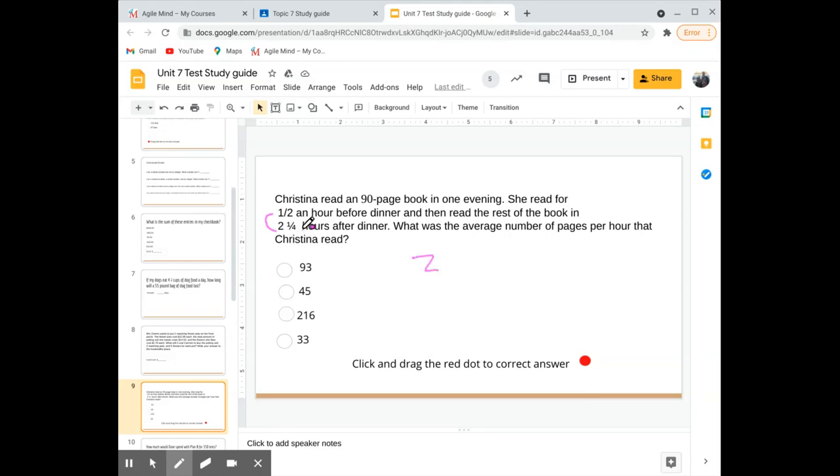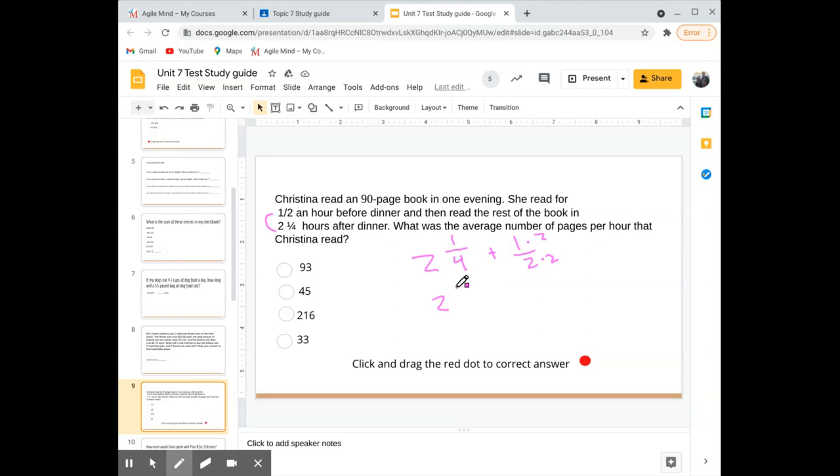So what would I do to 2 1/4 to be able to add it to 1/2? Make it an improper fraction. I could make it an improper fraction, or what could I do with that denominator so that it's the same as this one? What do 2 and 4 have in common? They're multiples of 2. Yeah, so I could actually multiply this by 2.